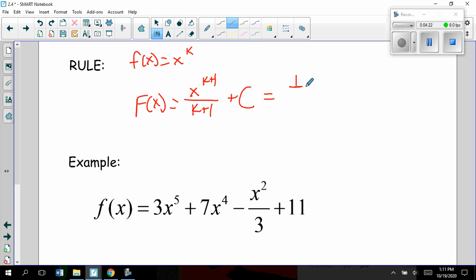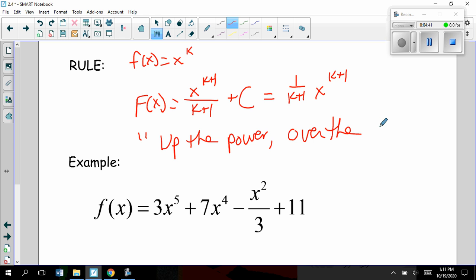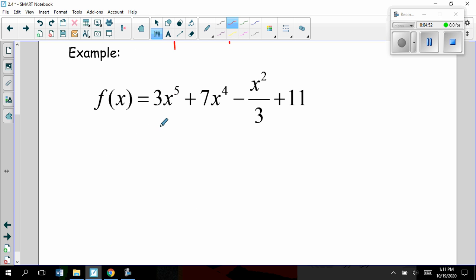Another way to write this, and you can have your preference, we're okay with either one. You can put it as a fraction up front with 1 over that. I generally use this because I can use the phrase up the power, over the power, and then obviously plus c. So you up the power and then you over the power, or divide by that power. All right, let's run through some examples and then we'll try using this. So I have 5th power, so I start with notation wise. If I'm at f, my antiderivative is capital F.